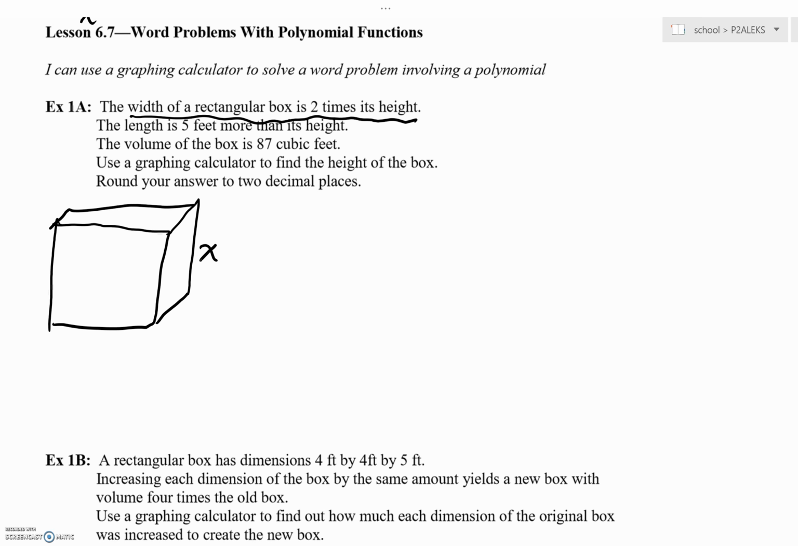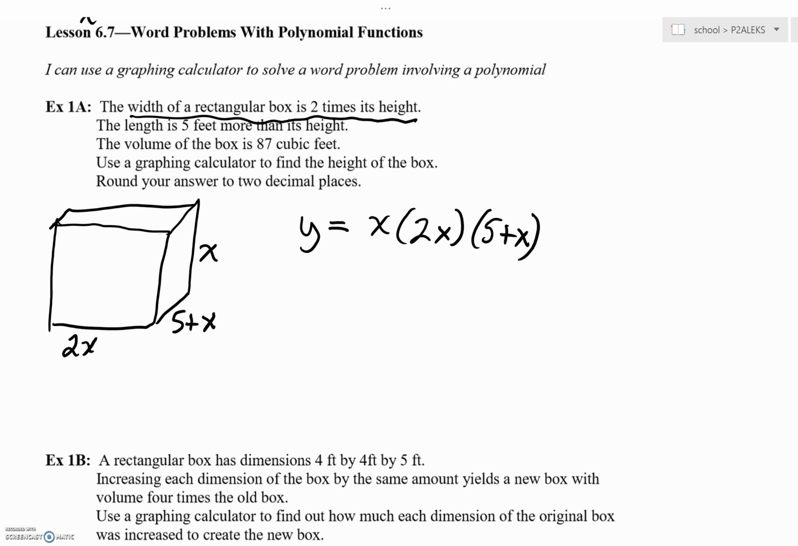Look, I'm going to call the height x. We always want to use x to help us out. And we're going to say the width is 2x, 2 times x. The length is 5 more, so that's 5 plus x. The volume is just those expressions multiplied together. I'm going to call that y. This is your volume. So you could say x times 2x times 5 plus x.